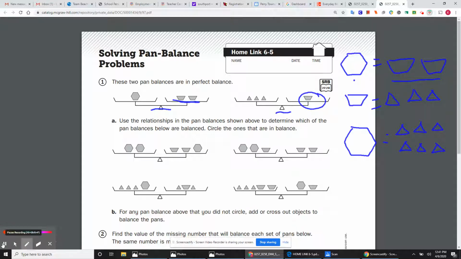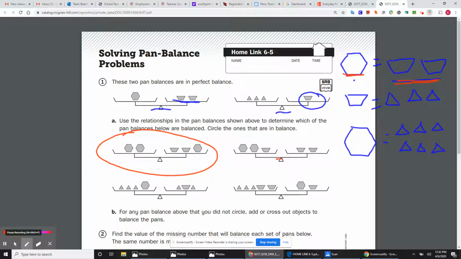All right, letter A says, use the relationships in the pan balance shown above to determine which of the pan balances below are balanced. Circle the ones that are balanced. So if I look at the one on the left, here I have 2 hexagons and 2 trapezoids and a hexagon. Well, we know that these are both equal to one another, and then this hexagon equals the same as 2 hexagons, because if I look over here, 1 hexagon equals 2 trapezoids or halves. So this one is balanced or equal. So go ahead and circle that one.